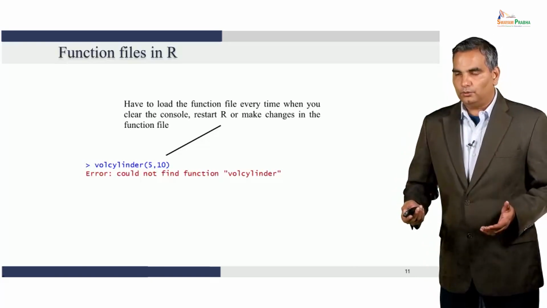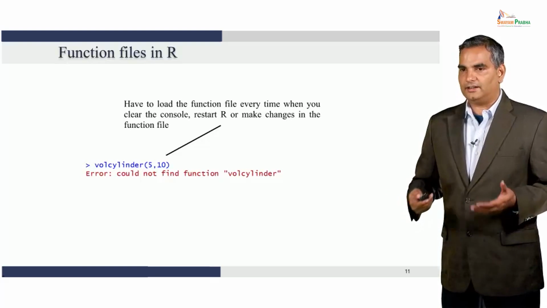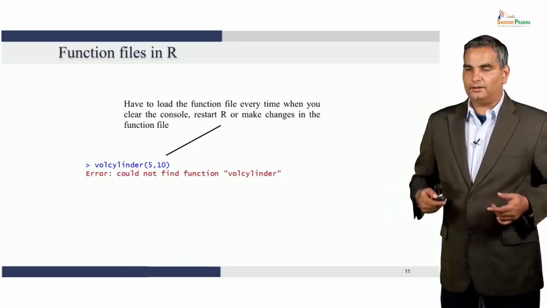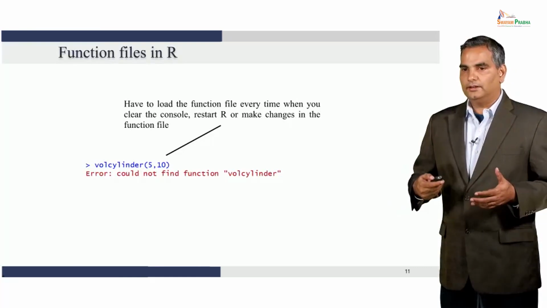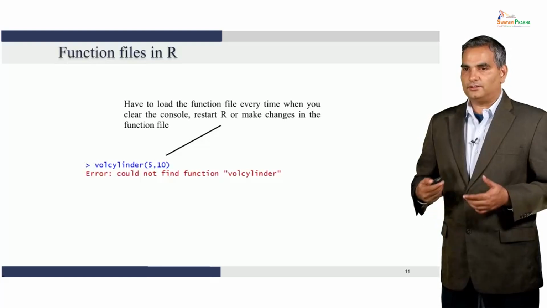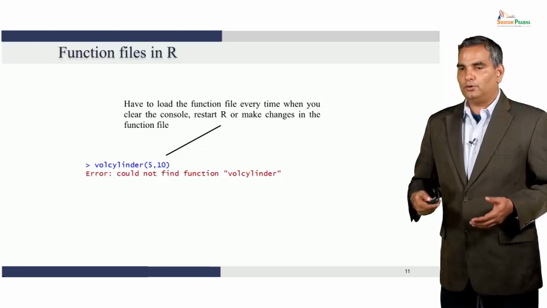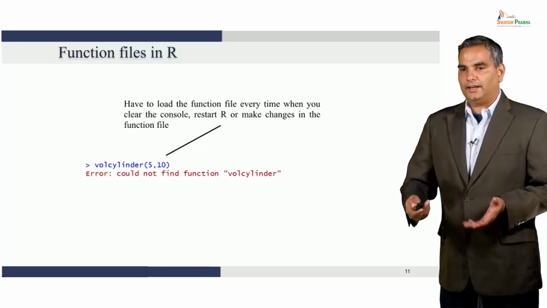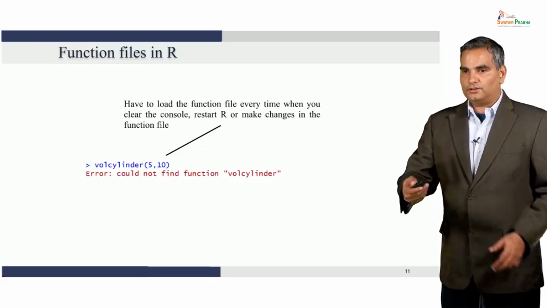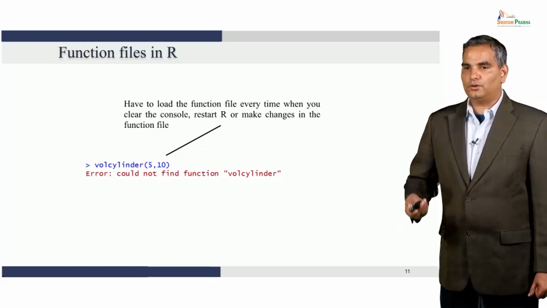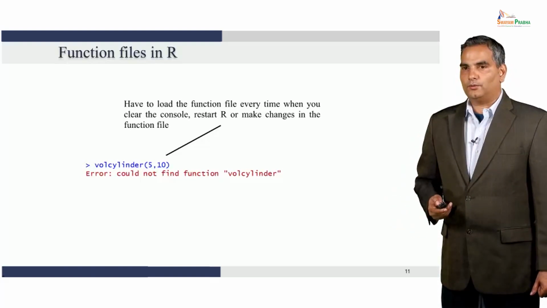Now if you close and start a session, clear the console, and let's say you are in the same folder and you try to run volume cylinder 5, 10, it says it cannot find volume cylinder. This is because once you clear the console, you have to load the function again before it can be invoked. So in this case, though volume cylinder is there, it says it cannot find the function, but once you load the function, you will be able to work with volume cylinder.